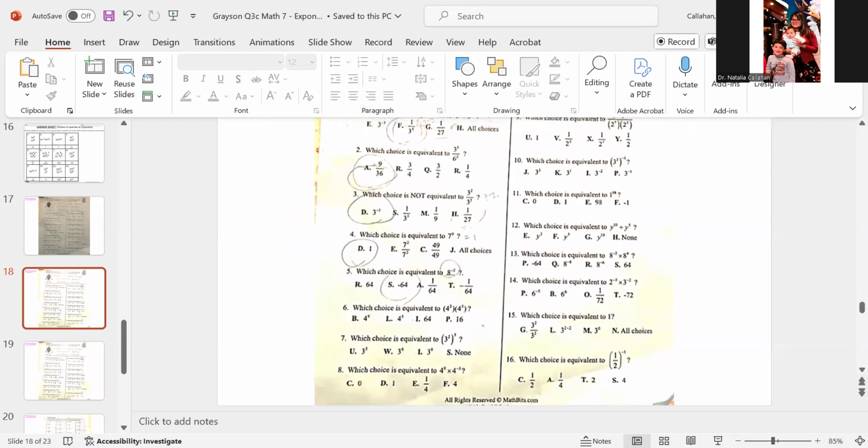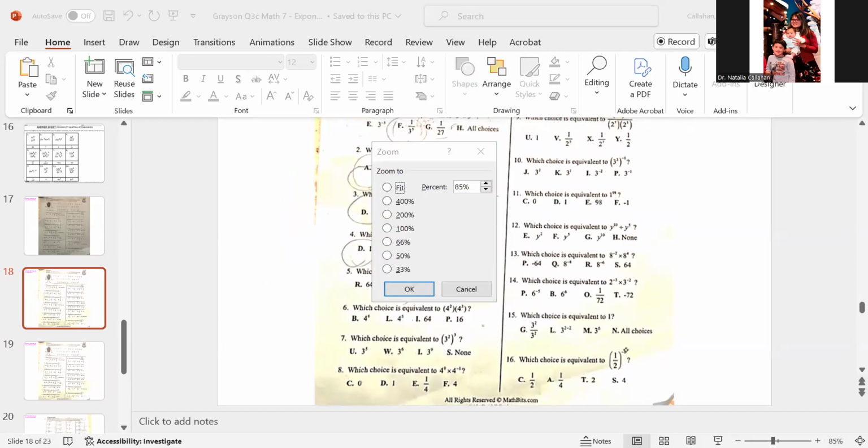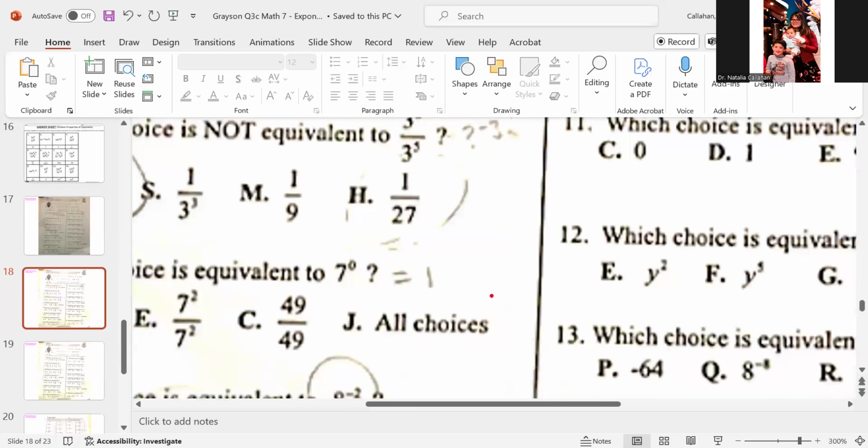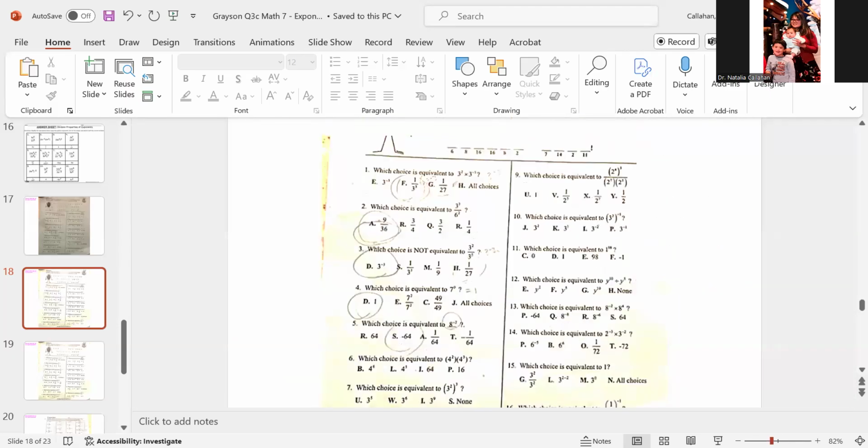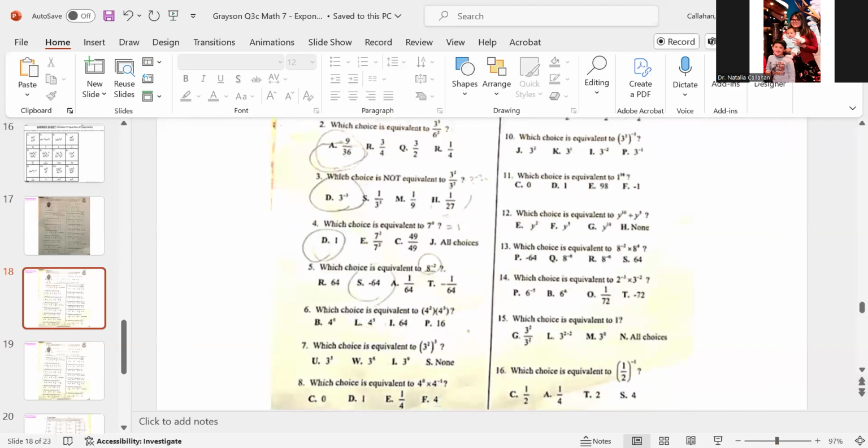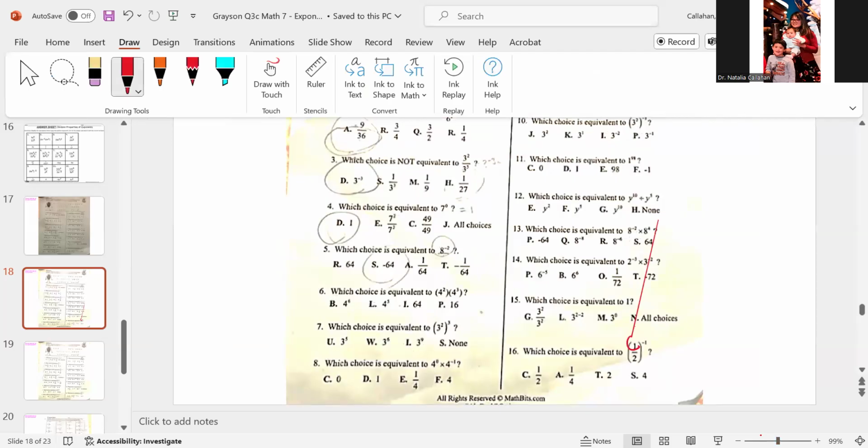Okay, for number 16, do you see the negative right there? The negative 1 exponent? Yeah, can't have that. But do you also see the parenthesis goes over the 1 and the 2? So in order for you to make that into a positive, we're going to have to flip it. So it's 2 over 1, and now it's a positive. Do you see that? Because the 1 goes down, the 2 goes up.